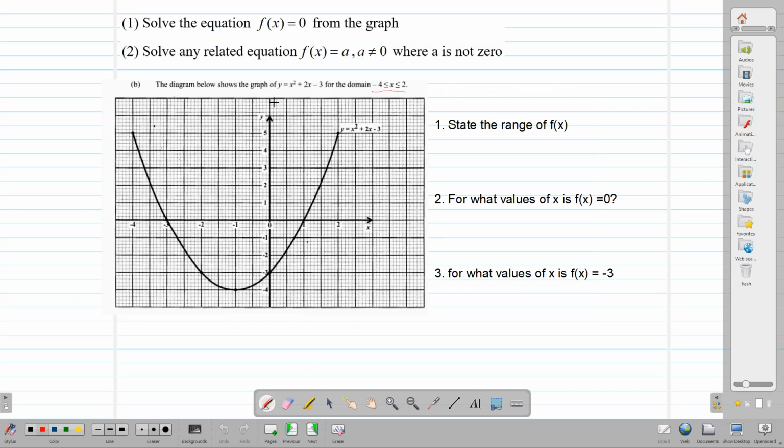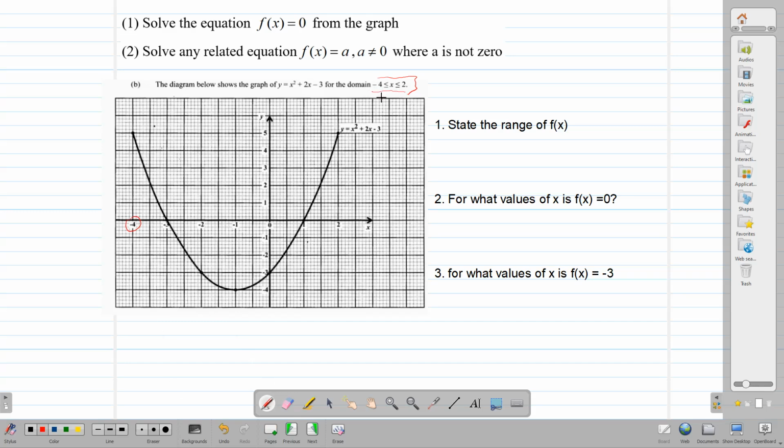So let's say we're given this function y equals x squared plus 2x minus 3. This is the domain of the function. It is written as -4 is less than or equal to x, x is less than or equal to 2. This is our domain. We want to write down our range. The domain is that set of numbers that runs on the x-axis. So if you look here, you will see that -4 all the way over to 2. That's what this is saying.